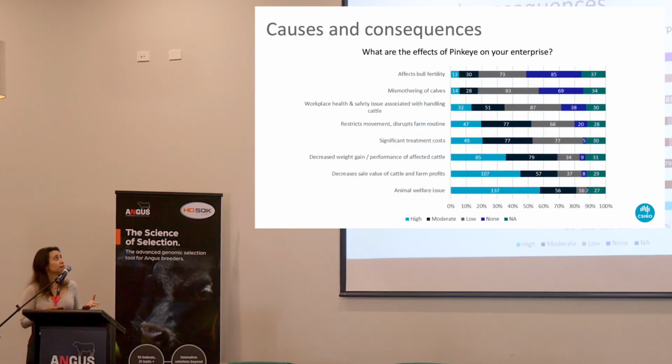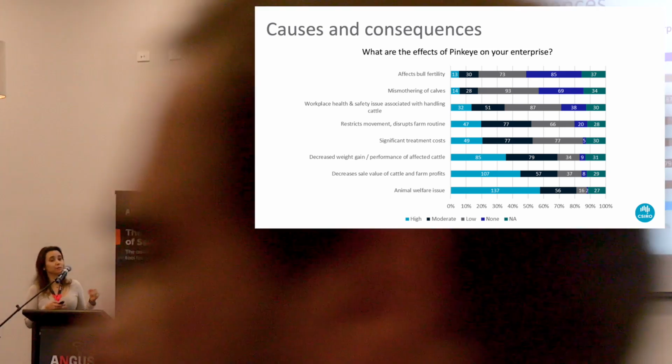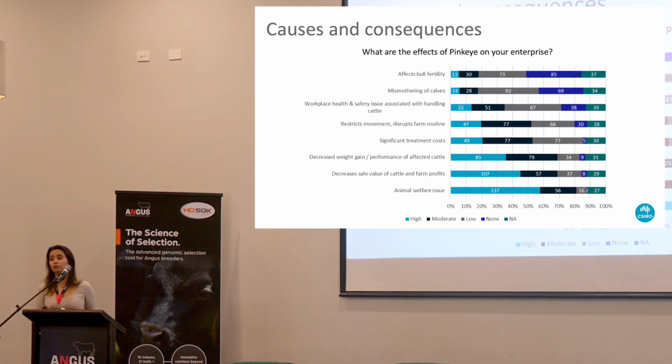When we asked what are the effects of PINKEYE in your enterprise, again from the left to the right, high, moderate, low, none, and no answer, we see that there is not much effect in bull fertility or mismothering of calves, for example, but the biggest concern was around welfare, which is really nice to see. More important even, in the participants' perception, than the economic part. But of course that came next, so decreased sale value of cattle and farm profits, and decreased weight gain and performance of affected cattle were the next two most important effects.